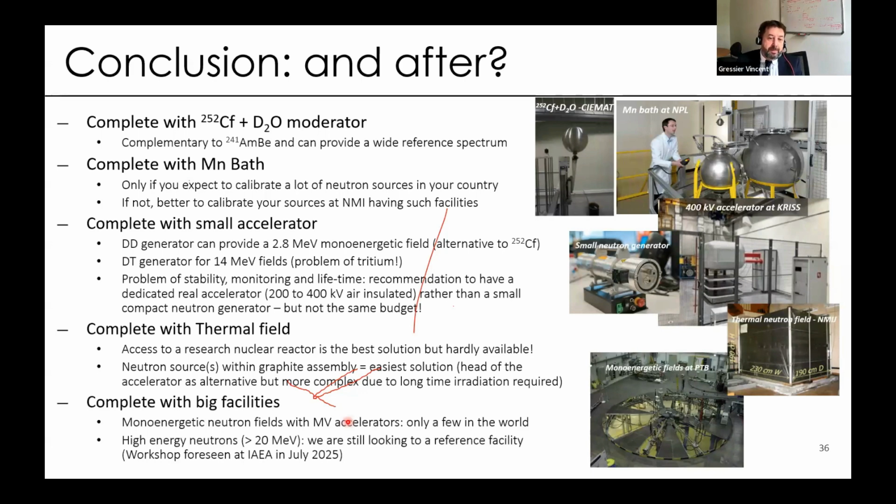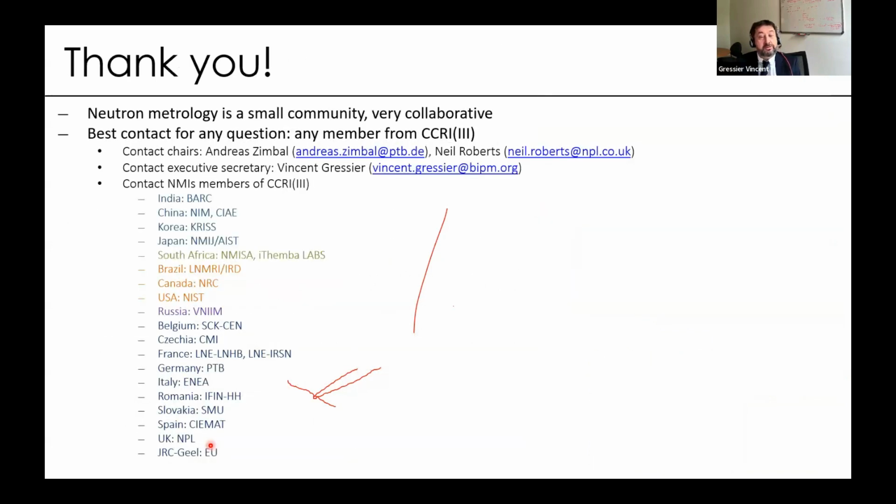So there are monoenergetic neutron fields that can be produced with megavolt accelerators. There are only a few in the world. And higher than 20 MeV, we in the neutron metrology field are still looking for a reference facility, and that's why we are organizing at IAEA in July 2025 a workshop dedicated to this issue. So that's my last slide.